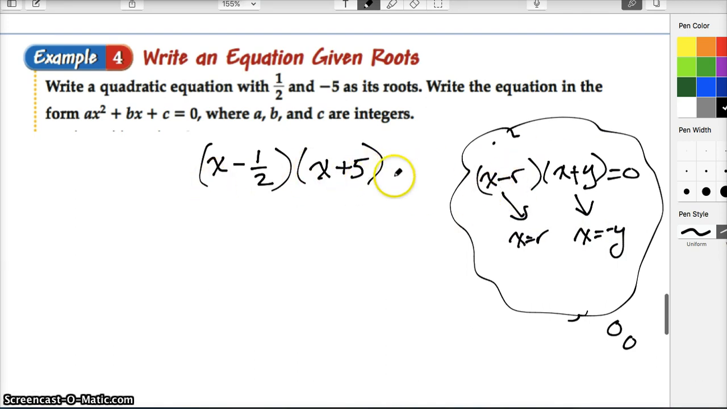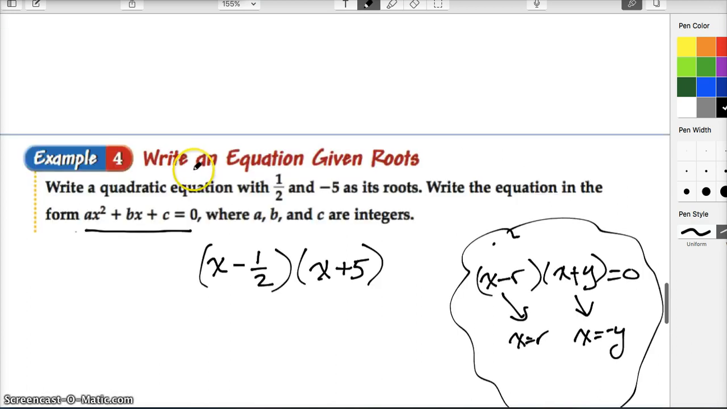Just to say, okay, well, if x minus r gave me r as a root, then if 1/2 is a root, then x minus 1/2 must be a factor. Similarly, if x equaling negative y gave me x plus y as a factor, then here with this negative 5, I should have x plus 5 as the factor as well. And so now, before I FOIL this together to get the ax squared plus bx plus c form, I'm going to do something here.